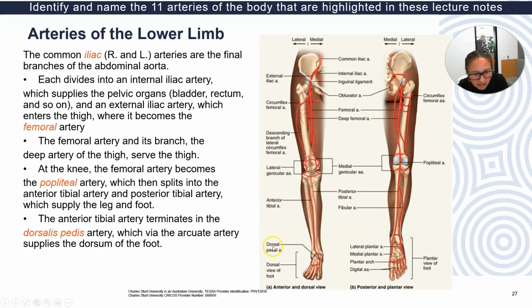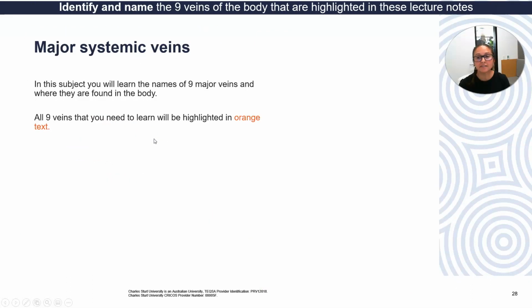Yeah, I think it's that one. That's the one there. Okay, it supplies the top of the foot. Okay, so they're the arteries that you need to know.